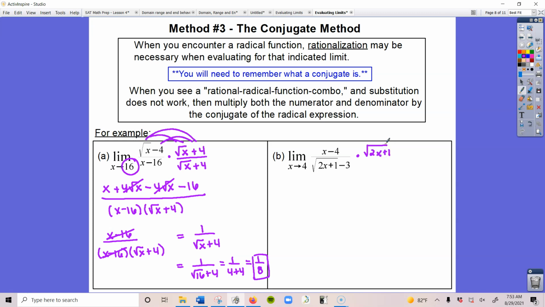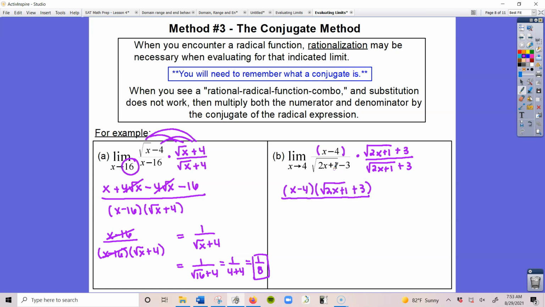And remember that we only change the sign of the middle. So even though inside of the radical I have an expression, I do not change this sign. I'm only changing this to plus 3. And then the denominator, we have to do the same thing: 2x plus 1 plus 3. Now remember, if they are not conjugates, like in this numerator, we are not going to distribute. We're going to leave it as is. So we have x minus 4 times the square root of 2x plus 1 plus 3.